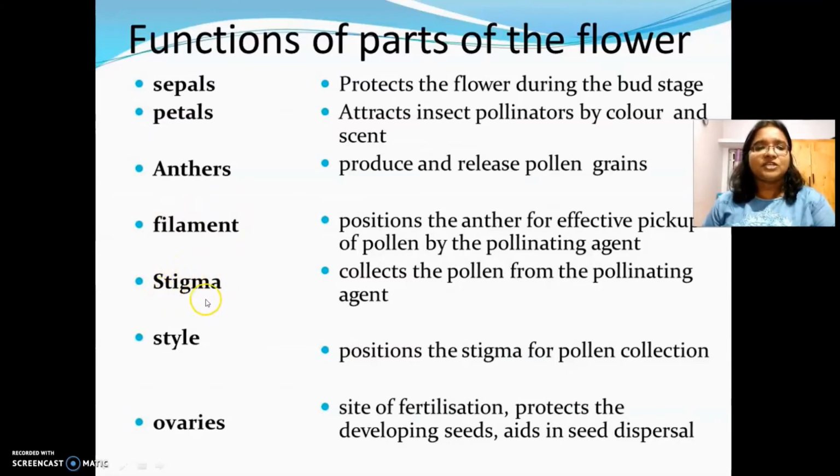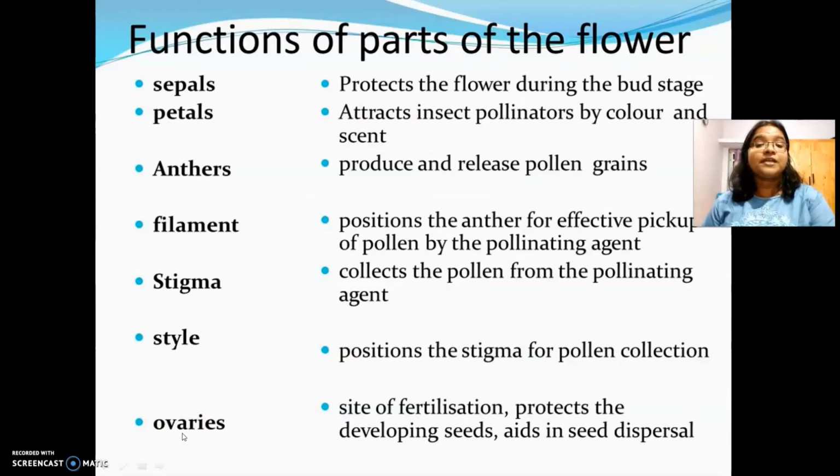Stigma of gynoecium is the receptive region for the pollen grains during the time of pollination. And style is the one which holds the stigma in place. The ovaries are meant for the process of fertilization, because inside the ovaries ovules are present. So ovaries are the site of fertilization, and they also help in the production and development of seeds.